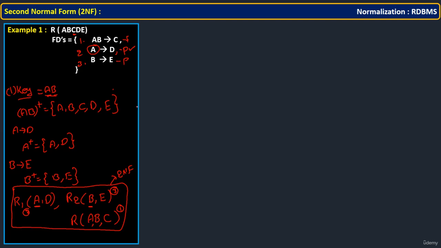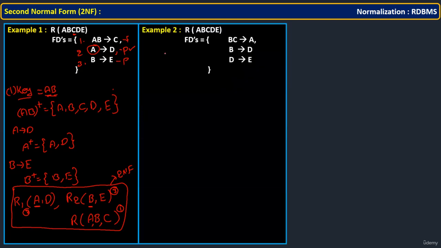Okay. Now let us take one more example. In this example also, first of all, we have to find out the primary key. So what is the key? A is there, B is not there, C is not there. So let us first find the BC closure. BC closure: BC derives A, and B derives D, D derives E. So here the key is going to become BC. And here, if you observe, the key is BC.